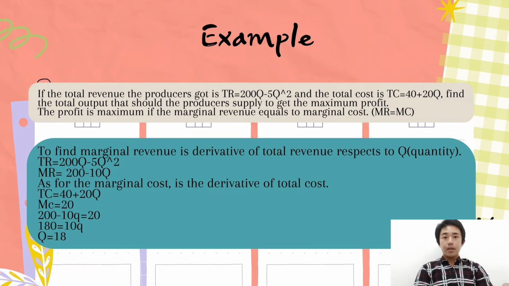So the quantity that needs to be produced to get the maximum profit is where MR equals MC. So 200 minus 10Q equals 20. That leaves us with 180 equals 10Q, and that gives us Q equals 18. And this is the maximum profit because we take the second derivative. It is smaller than 0, and if it is smaller than 0, that means it is maximum profit. If it is bigger than 0, then it is the maximum loss.